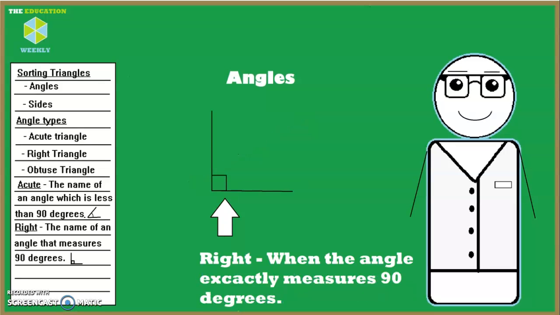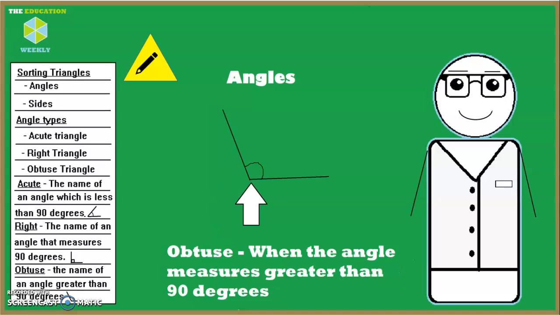Next, we have a right triangle. If the angle measures exactly 90 degrees, it is a right angle. Right triangles are triangles that have at least one and exactly one right angle. Let's go to our last kind of angle sorting, obtuse. An obtuse angle is when the angle measures greater than 90 degrees.